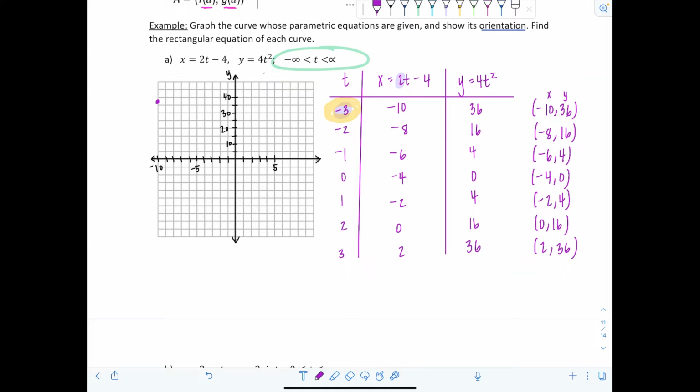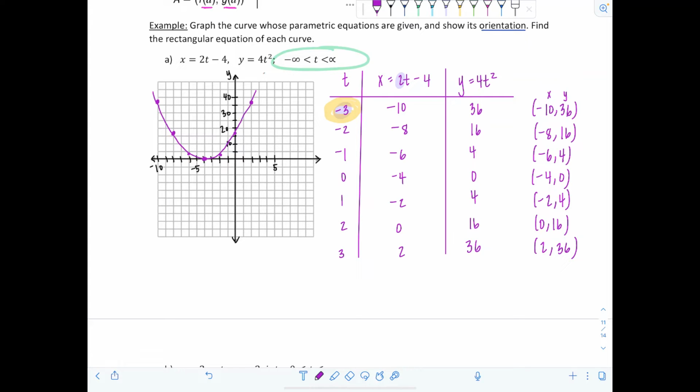-8, 16, -6, 4, -4, 0, -2, 4, 0, 16, and then 2, 36. All right, it's pretty clear to me. This is looking like a nice parabola.